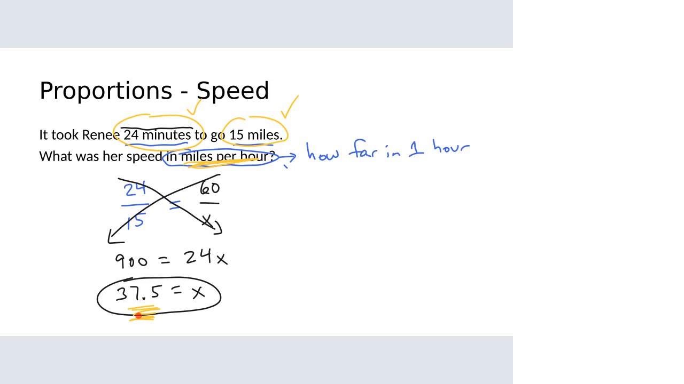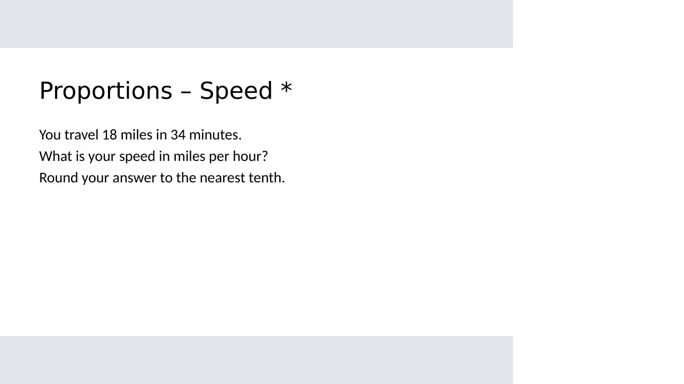I want you to try one like this. You travel 18 miles in 34 minutes. What is your speed in miles per hour? And round your answer to the nearest tenth. I'll make a poll for this one, and we'll see how we're doing with it.